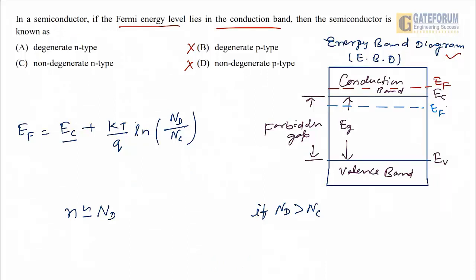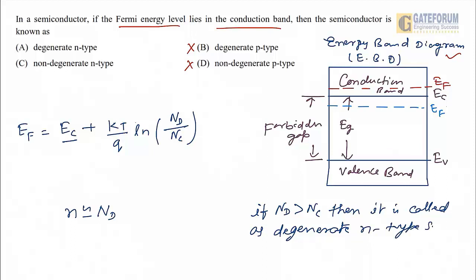So in that situation EF will lie in the conduction band, and we know that if ND is greater than NC, then it is called degenerate semiconductor, degenerate N-type semiconductor.